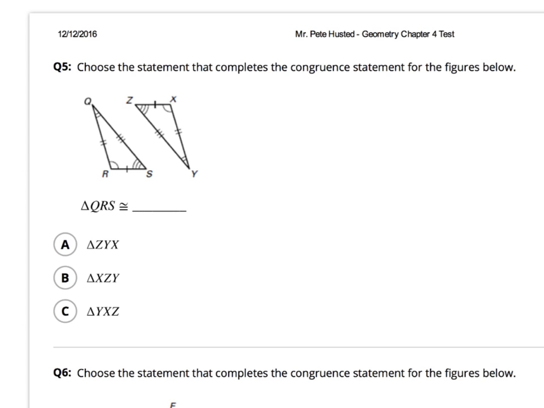Okay, question 5 wants to know triangle QRS. So QRS, pay attention to how it's labeled. Starts with the double arc to the single arc to the triple. Is it congruent to which of these three triangles? Okay, so make sure when you pick one, it goes in the same order as this one.